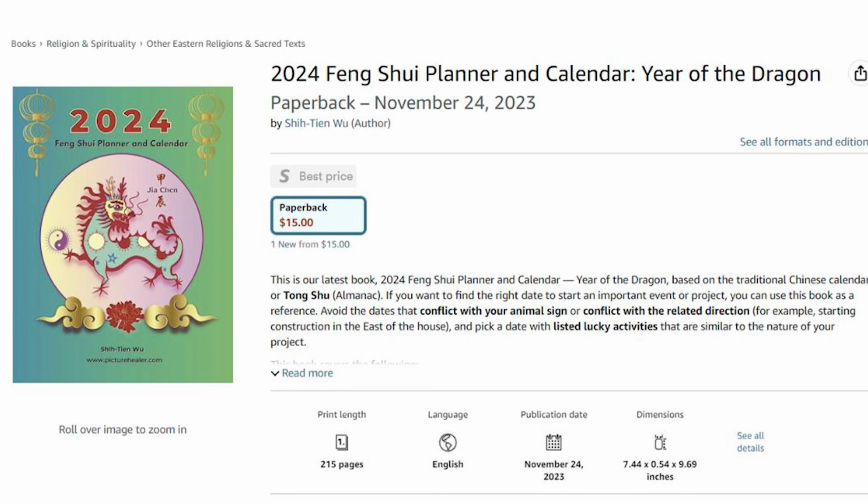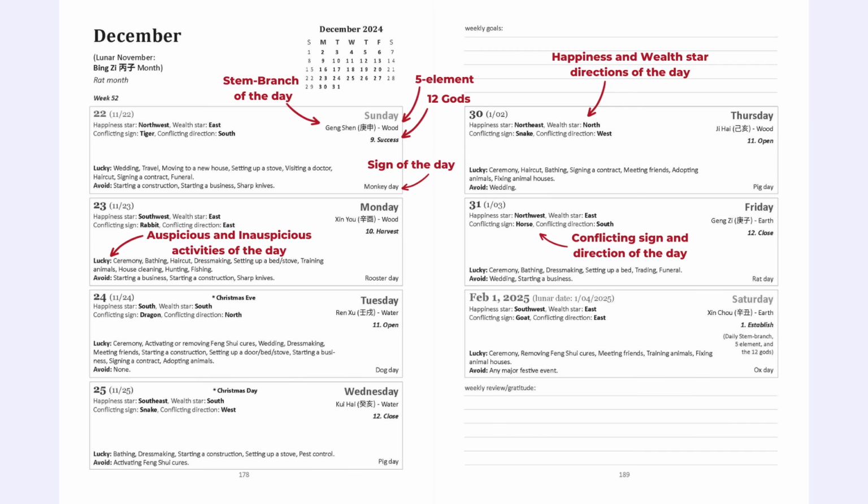So in our 2024 Feng Shui Planner, the lucky activity is based on many different systems, and it's all for your reference only. It's not strict rules. Different systems can have some conflicting information, so you still need to use your own judgment and look at your own situation. The book is supposed to be a tool to help you, and you make the final decision.